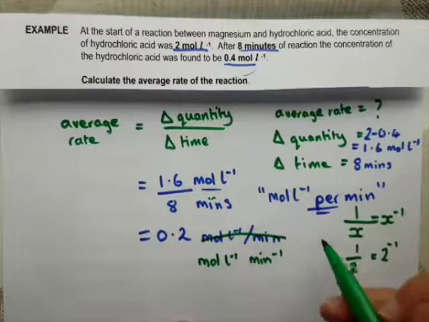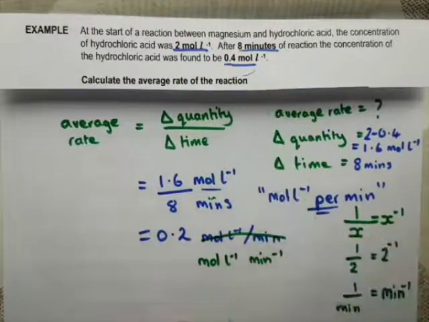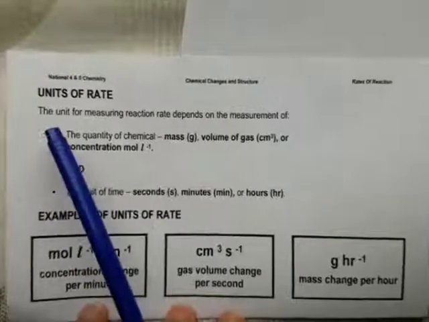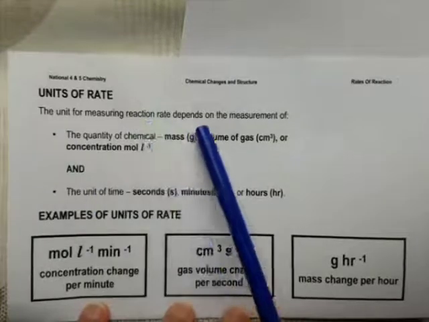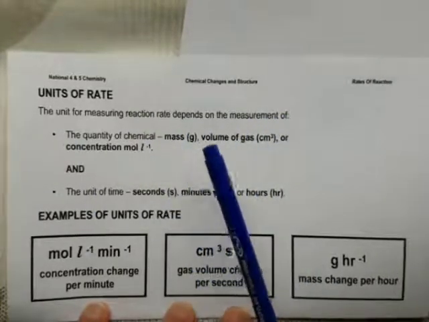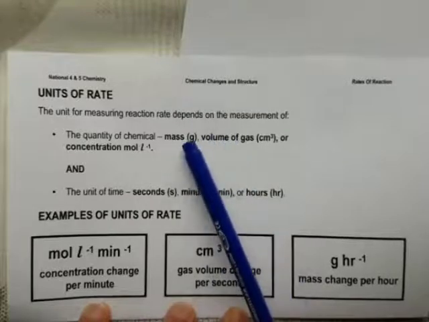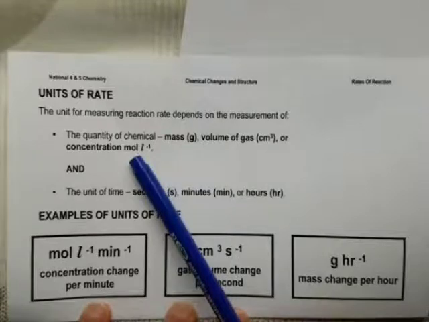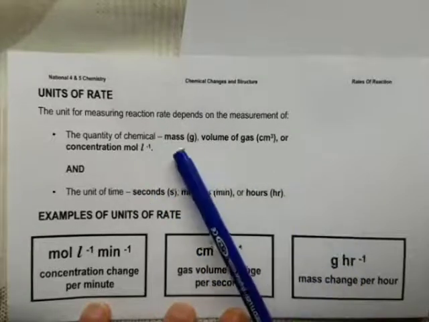So we've looked at one example where we're just given values, and now we're going to look at how we can calculate the average rate of reaction from a graph. Okay, so actually before we look at that, here's a little note that would be worth writing down about units of rate. The unit for measuring reaction rate depends on how we measure the quantity of chemical. We could measure it in mass in grams, volume in cubic centimetres, or concentration in moles per litre. We could use other units, but these are the most common.